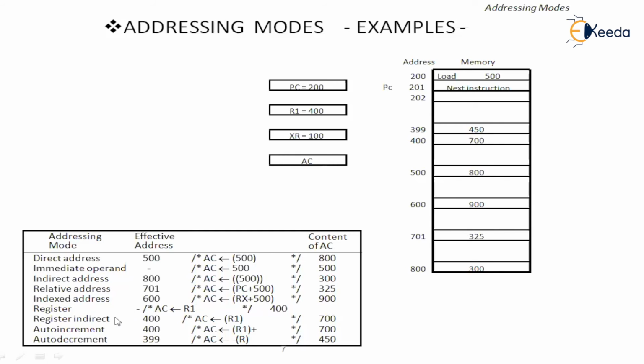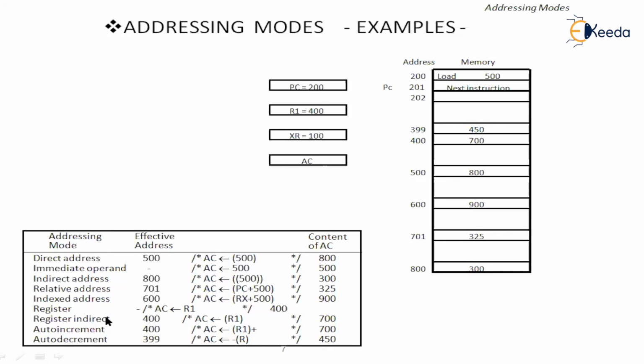Now, the register addressing mode: there is something called load R1. The R1 value 400 will get transferred to the accumulator. In 500's place, you need to assume that there is R1, because in the register addressing mode, a processor's register will be specified at the address part of the instruction. So here you need to imagine that there is load R1. The value of R1, that is 400, will get transferred to the accumulator.